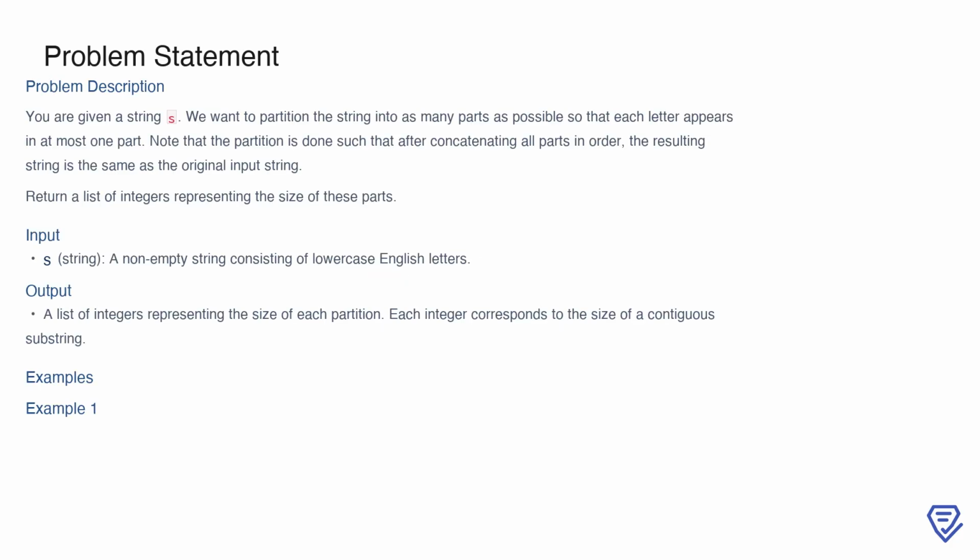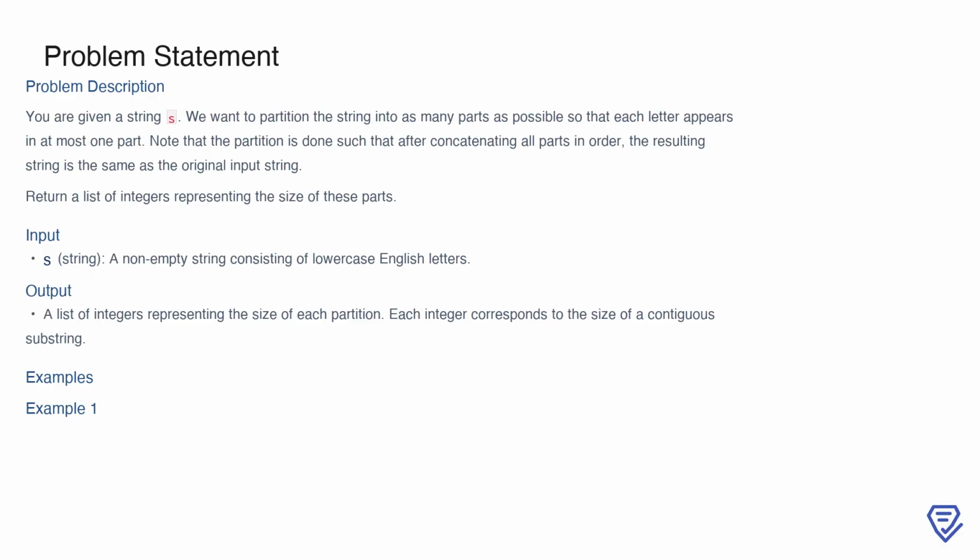In this problem, we are given a string S, and our goal is to partition it into as many parts as possible while ensuring that each letter of the string appears in at most one part. This means that no letter can be shared between multiple partitions. Importantly, after concatenating all the parts together in their original order, the resulting string must be identical to the input string. Once we determine these partitions, we will return a list of integers representing the sizes of each contiguous substring that forms the partitions. For example, if the string is broken into 3 partitions, the output will be a list where each element corresponds to the size of one partition.